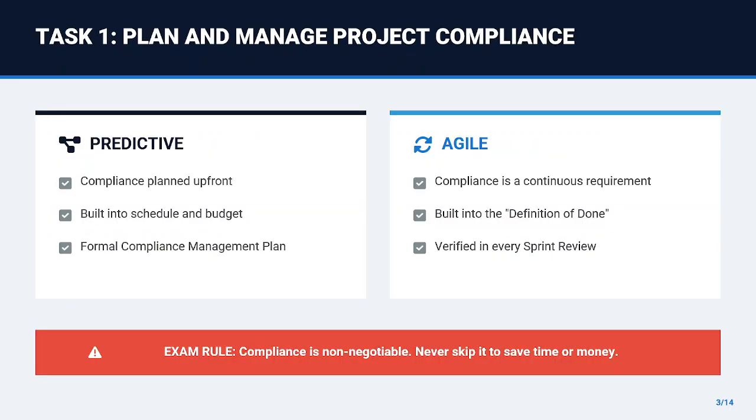Let's look at task 1, plan and manage project compliance. Notice the difference between the predictive and agile approaches. In a predictive environment, compliance is planned upfront. You identify all regulatory, legal, and organizational requirements before executing begins, and you build them into the schedule and budget. In an agile environment, compliance is treated as a continuous requirement. It is often built into the definition of done for every user story.